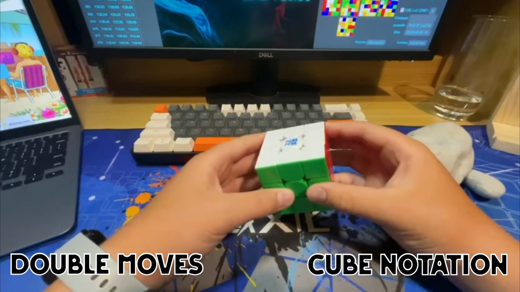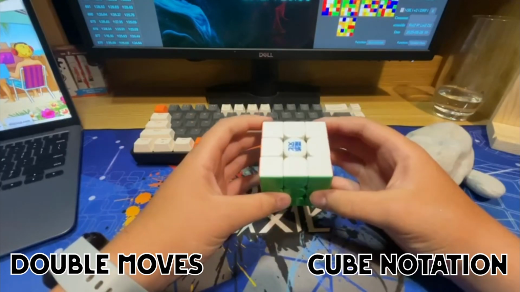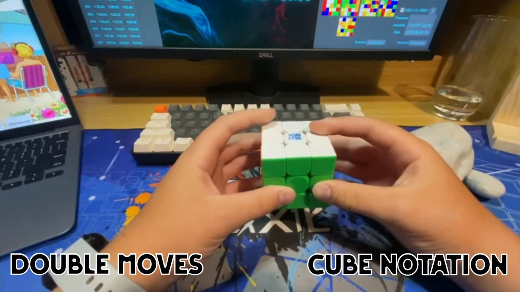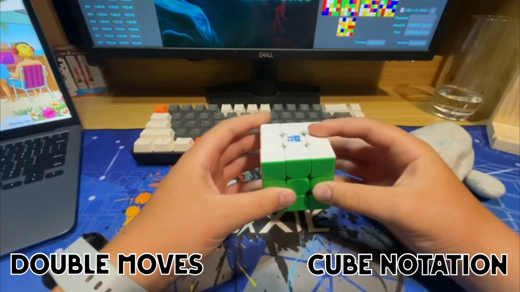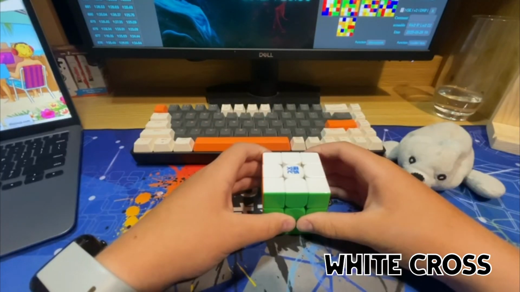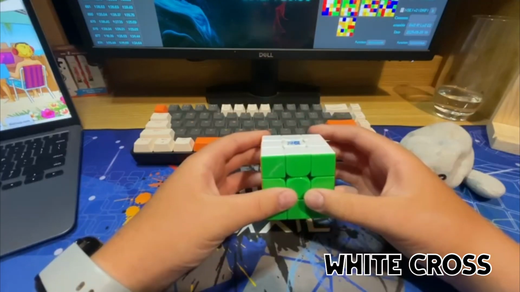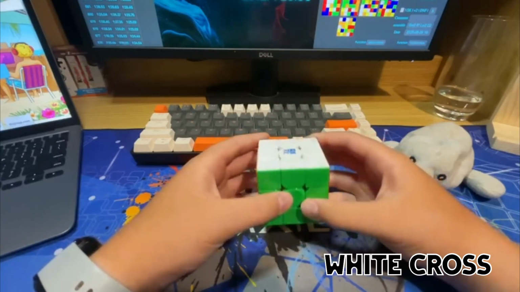Please, feel free to go back and repeat any of these moves to make sure they're embedded into your brain. That was cubing notation. So, now we move on to actually solving the cube. But before we do that, we have to scramble the cube.